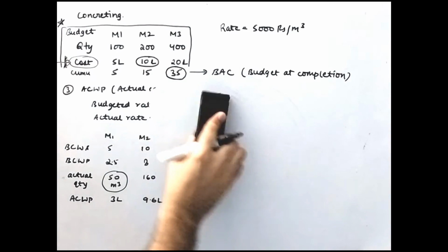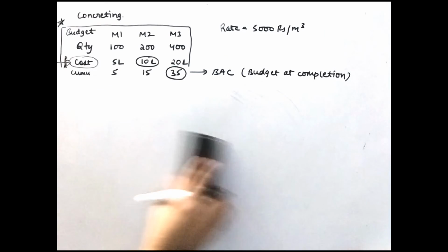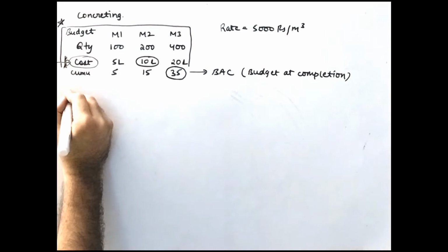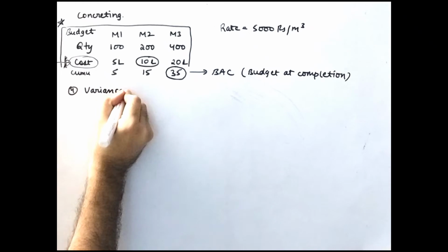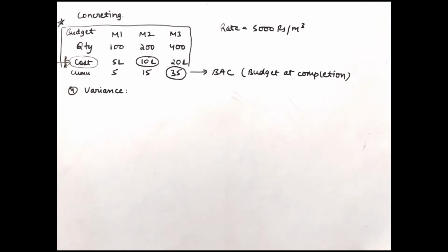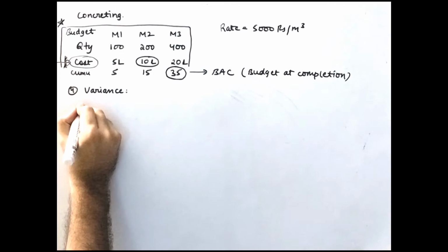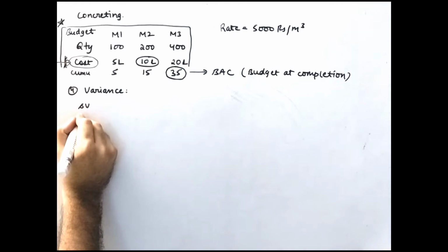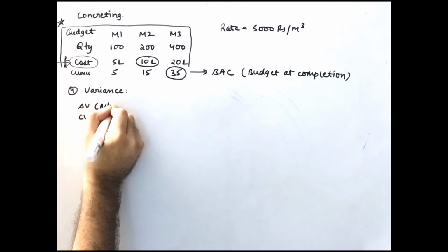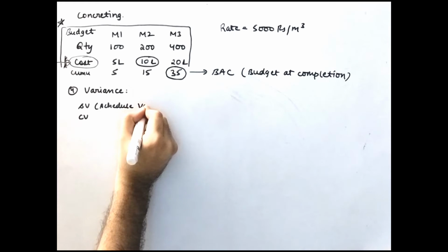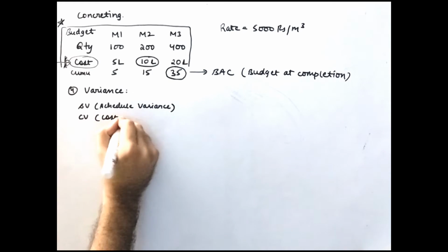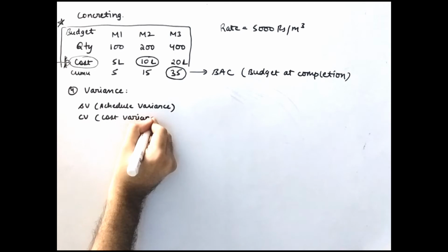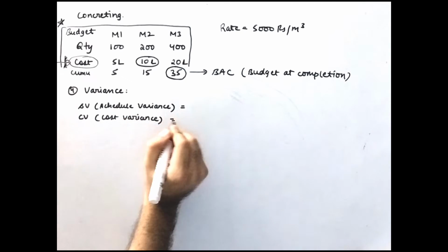Now moving to the fourth terminology, which is your variance. Very important. Now here the main thing comes, variance. Variance means your difference from the budgeted, actual versus budgeted. Variance can be of two types, schedule variance and cost variance. This is schedule variance and this is your cost variance. So nothing, just two formulas.